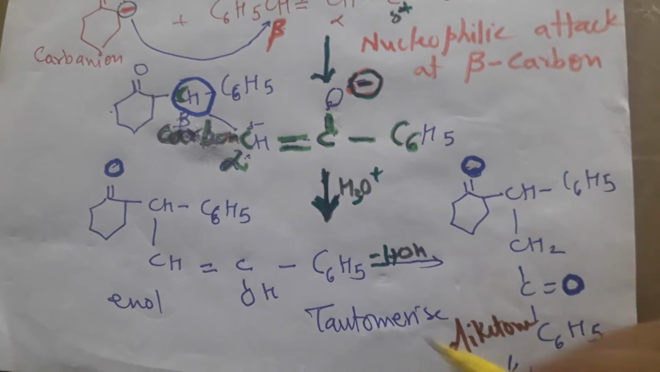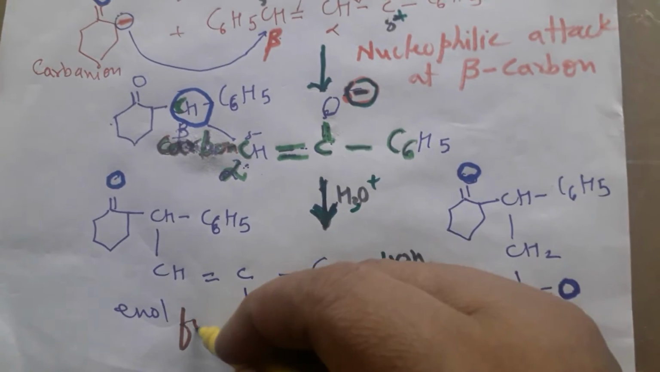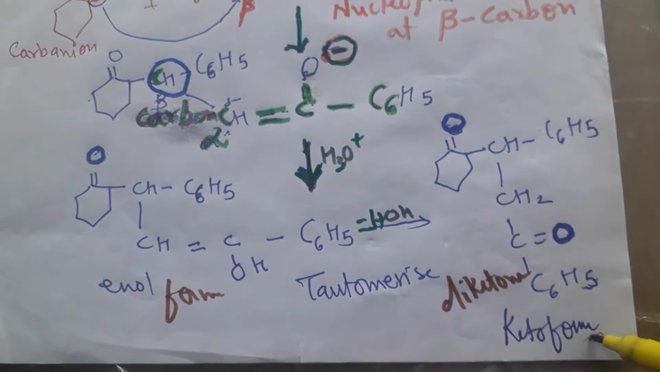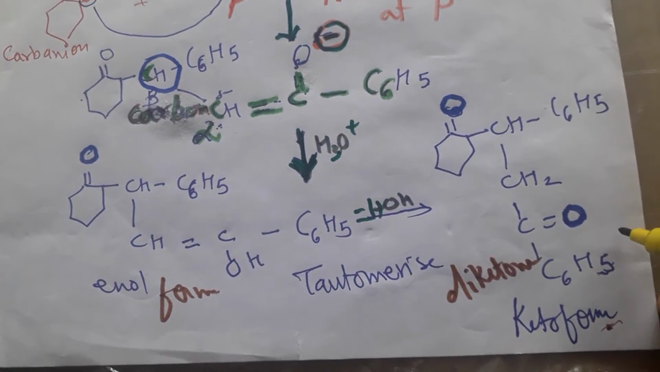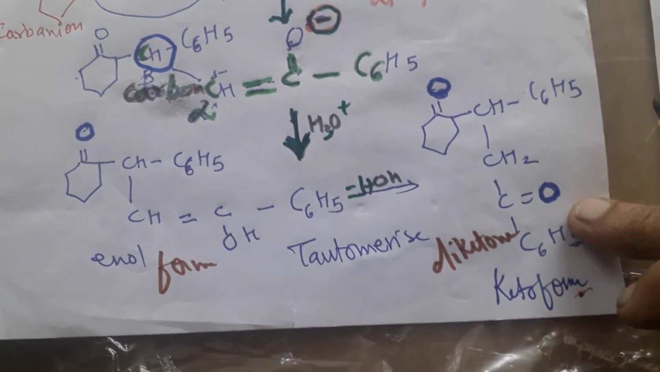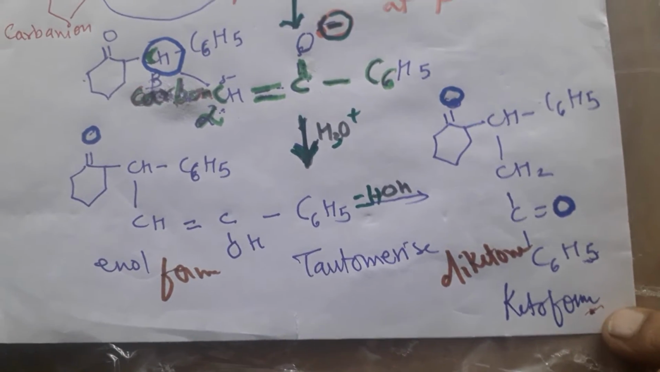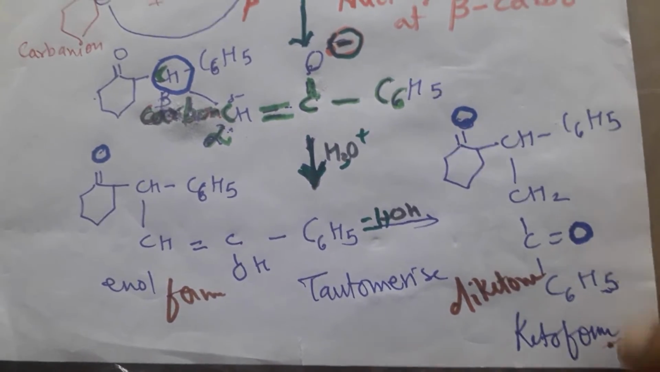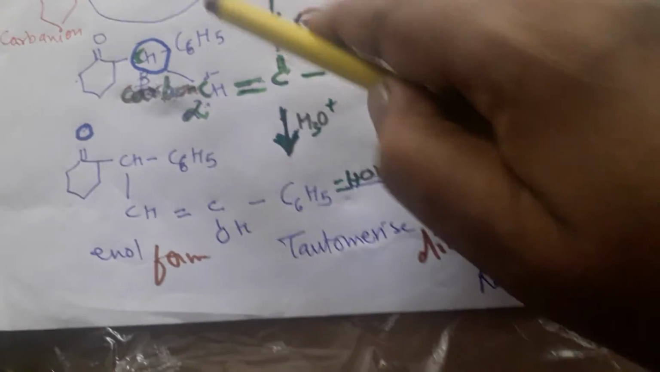Here I have written keto form, which means this is the enol form. So the enol form tautomerizes and the keto form is obtained. Clear? But it is a diketone, since two keto groups, two carbonyl groups, are present, so you will get a diketo compound. Clear to you? So this is Michael addition. The beta carbon is attacked by the nucleophile carbanion. Clear? Now we will take another example.